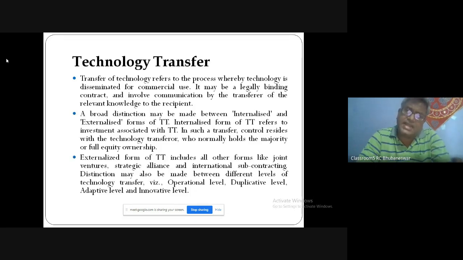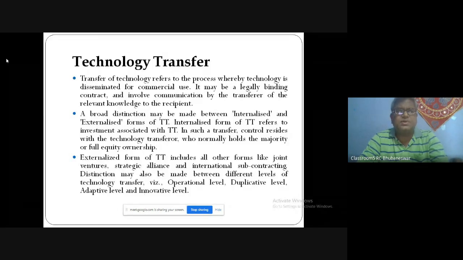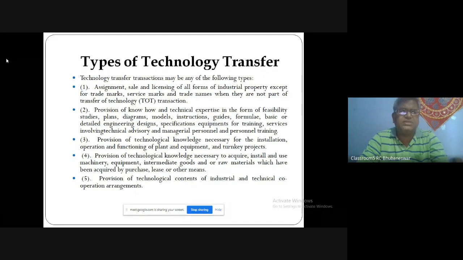But if you talk about technology transfer, it means we are adopting new technology from foreign companies or foreign countries. That is called disseminating for commercial use. You may call it a legally binding contract, one communication through transfer of the relevant knowledge to the recipients. It is one type of internationalized form through which the different levels of technology can transfer. Another way, different types of technology transfer are used, through assignment and sale and licensing process, through provision of know-how, models, instruction, guides, and basic plans.